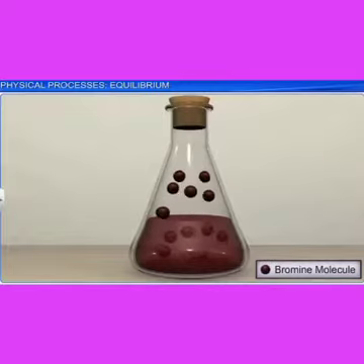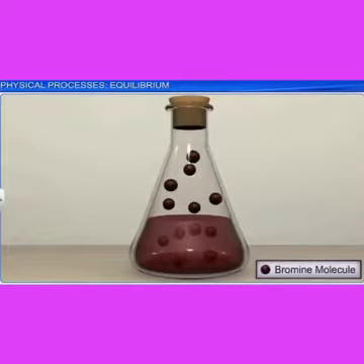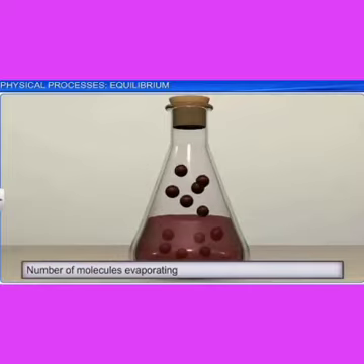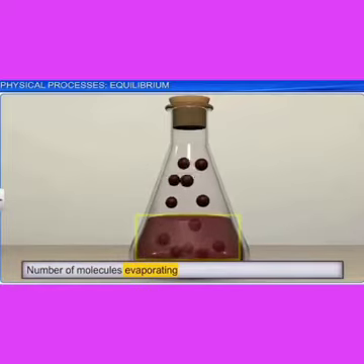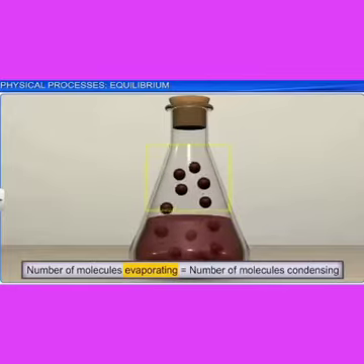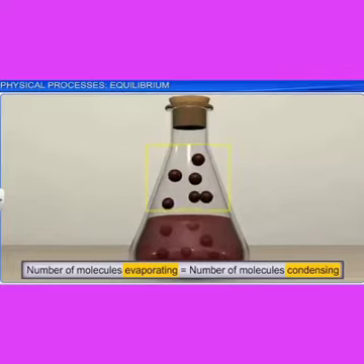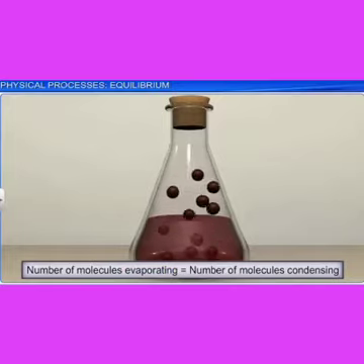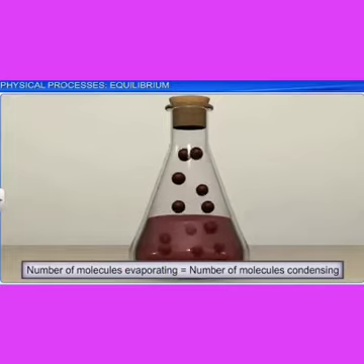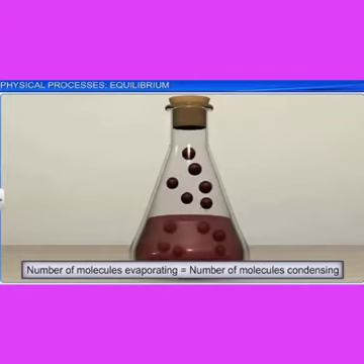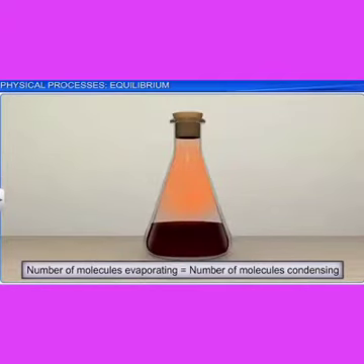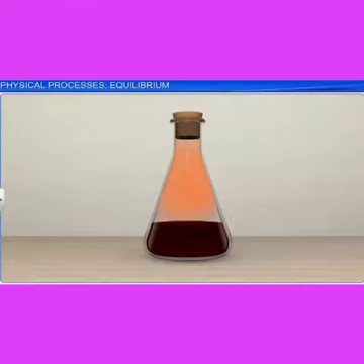After some time, the number of molecules evaporating from the surface in a given time becomes equal to the number of molecules condensing on the surface during the same time. At this stage, equilibrium is said to have been established between the liquid and the vapor phase. This is why we see that the color of the vapor in the flask does not change. Thus, equilibrium may be defined as a condition in which two opposing tendencies balance one another.